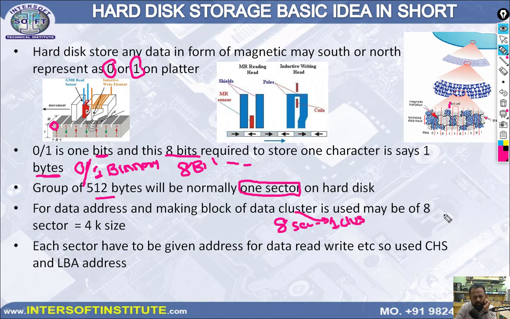So a cluster of 8 sectors is equal to 4K size. But nowadays new hard disks are coming with a 4K sector size only. Each sector has to be given an address for data recovery, data read, write, etc. So we use CHS and LBA addressing. We will see this later on.